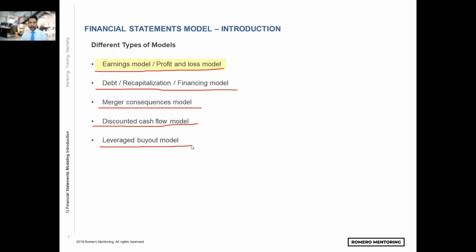Leveraged buyout model, which is more of what you would expect a private equity associate to build, because this is normally in the course of business that they are engaging in. When they're buying a company, they are buying it utilizing debt. They put in a little bit of equity, and then the cash flow that the business generates pays down the debt, hence leveraged buyout. All right.